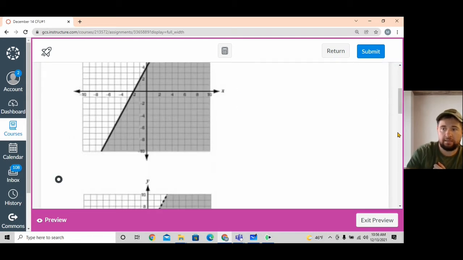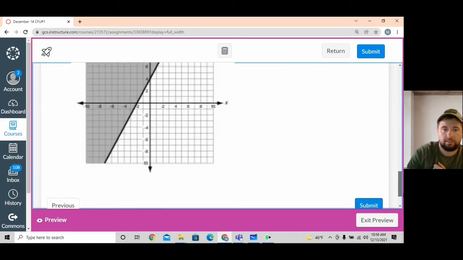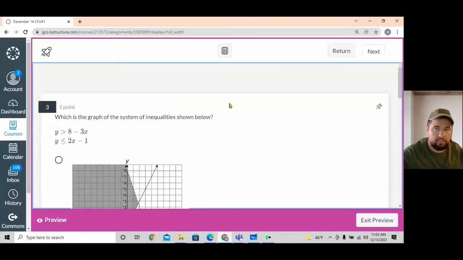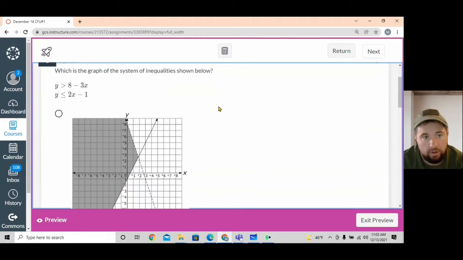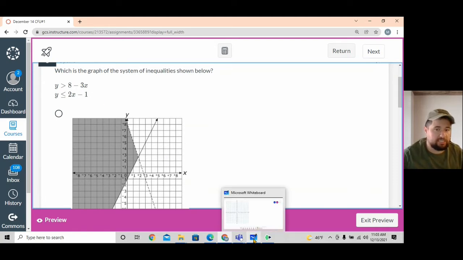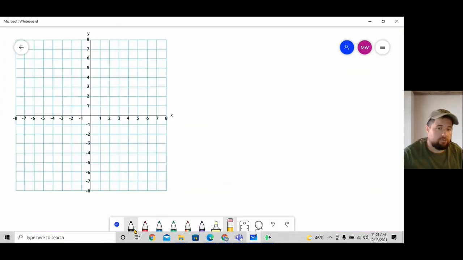Now I'm going to go back a question. All right, and our last problem is, which is the graph of the system of inequalities shown below? So when I get a system of inequalities, remember, it has to work for both inequalities. So I'm going to take this and plug it in. I'm going to make my own graph because it's easier for me to see visually. So I'm going to say y is greater than 8 minus 3x.